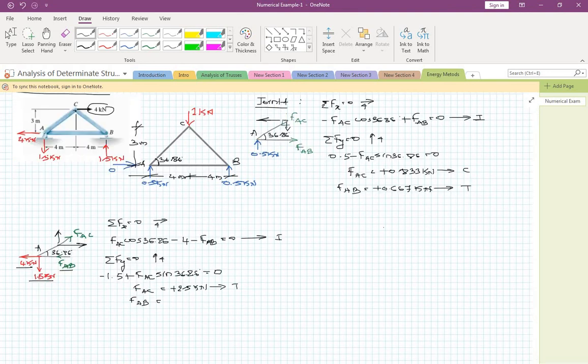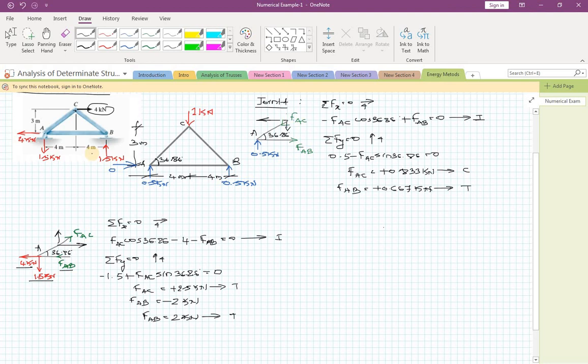Okay, I'm getting FAB as minus 2 kilonewtons. So it means our assumption of FAB as compression is wrong, and it is instead of 2 kilonewton but tensile in nature. Similarly, I can take up joint B and find the force in the member BC.